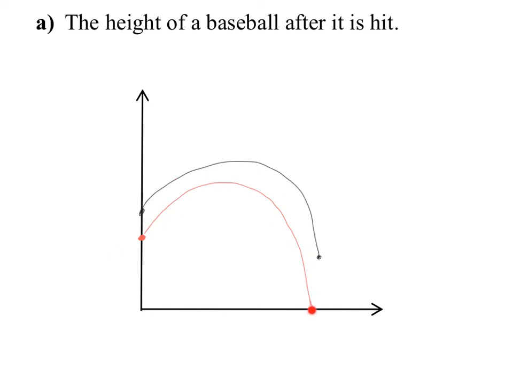So some of you might have it hitting the ground, and some of you might have maybe it got caught in the air. Now, it'd also be fine maybe if it was more of a line drive, but there'll still be some sort of arc. It'll still come up and then kind of come back down. All right, so the height of the baseball after it is hit.